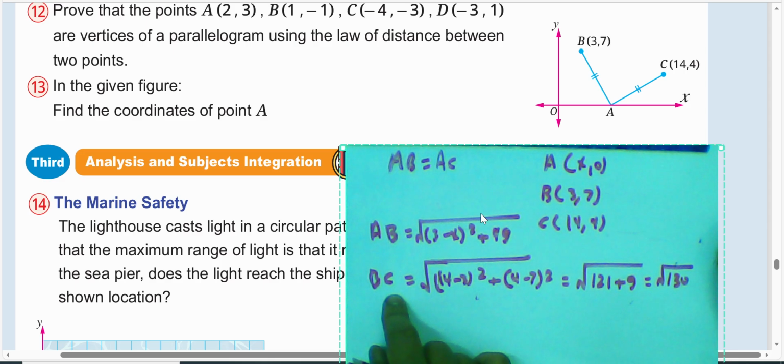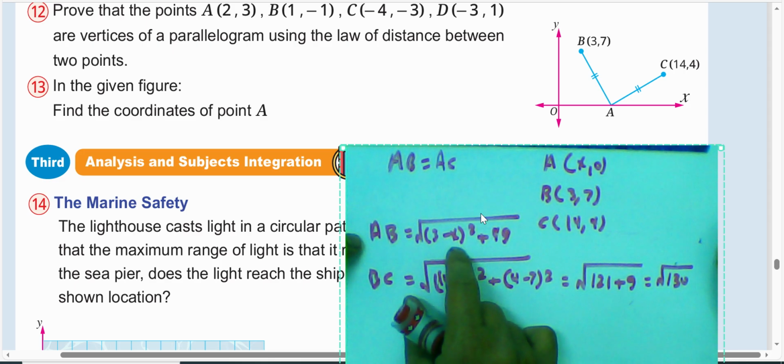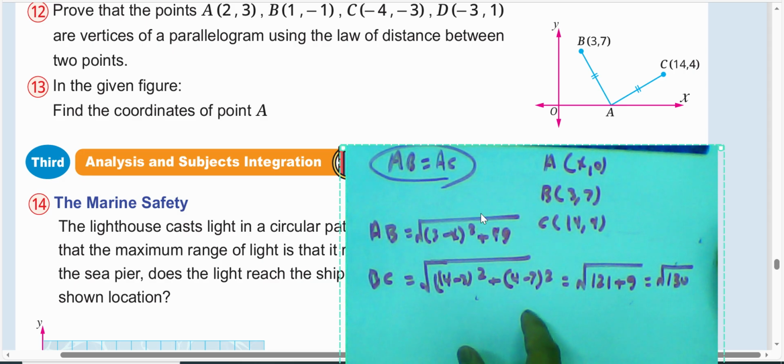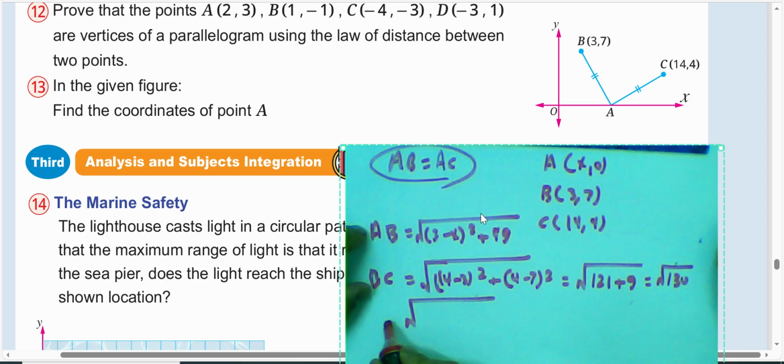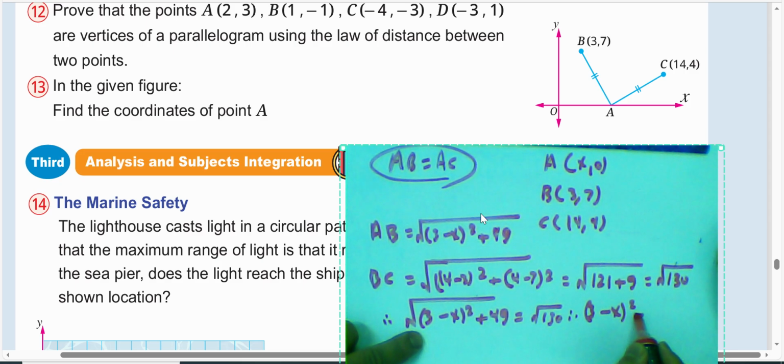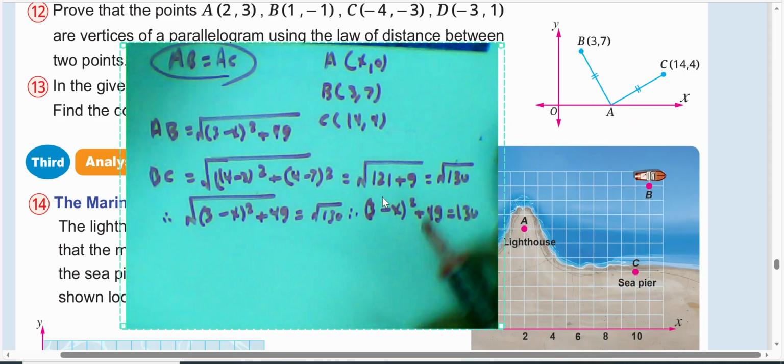Okay, and AB here, he gives me this information, AB equal BC. Understood? We can write AB and BC equivalent. Then square root of 3 minus x all power 2 plus 49 equivalent to square root of 130. Then if we put power 2 on the left hand side and power 2 on the right hand side, under the square root here, 3 minus x power 2 plus 49 equal 130. Then we can solve the equation.